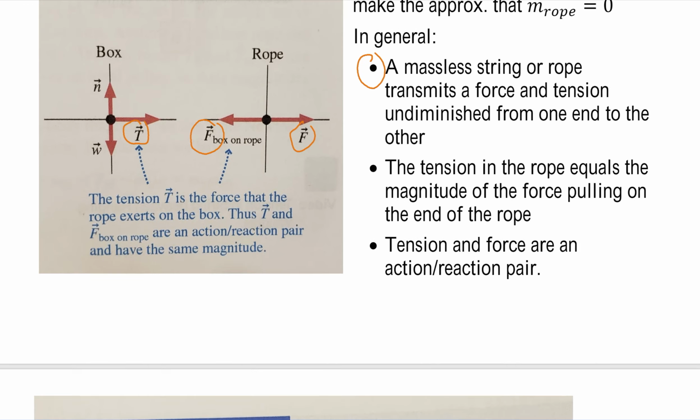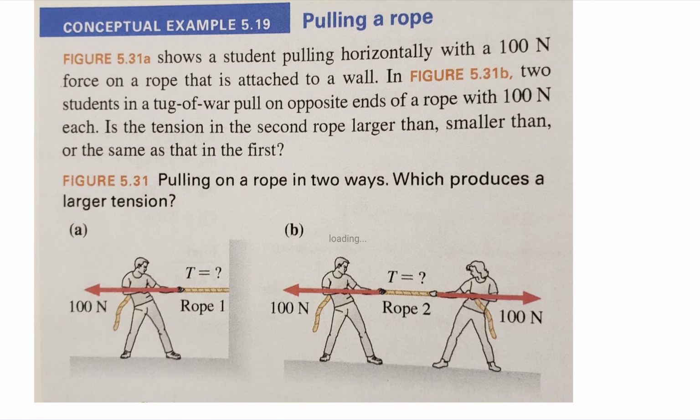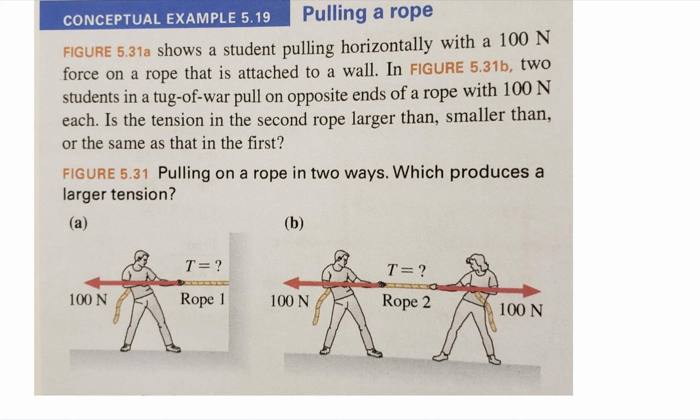So, the conceptual example here: we're pulling on the rope. The figure shows a student pulling horizontally with a 100 Newton force on a rope that is attached to a wall. Then we have two students in a tug of war pulling in opposite directions, each with a 100 Newton force. Is the tension in the second rope larger than, smaller than, or the same as that in the first?